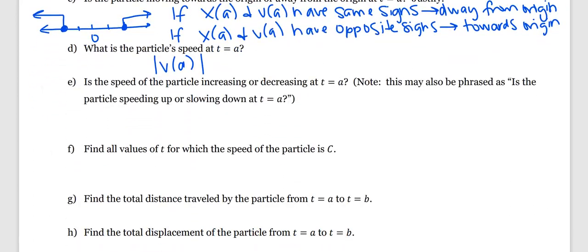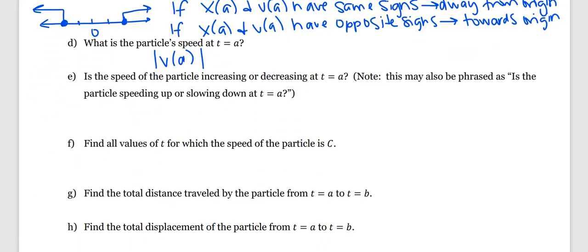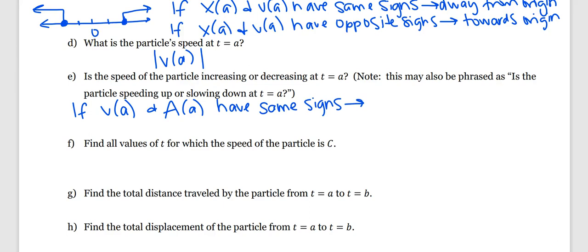All right, part E, is the speed of the particle increasing or decreasing? Note this may also be phrased as, is the particle speeding up or slowing down at t equals a? Do you remember, this is one where we also have to check the sign of two functions. Do you remember which signs we check? For this, we check velocity and acceleration. So if velocity at time a and acceleration at time a have the same sign, then our particle's speed is increasing, or our particle is speeding up.